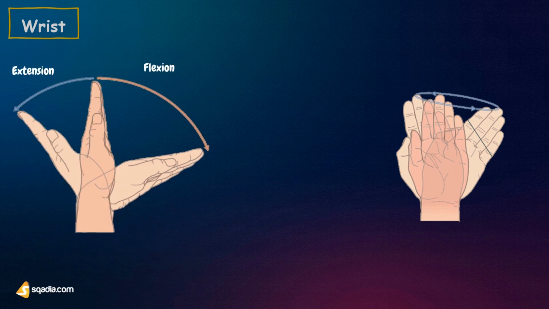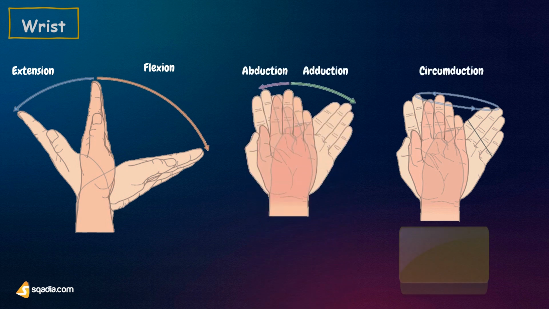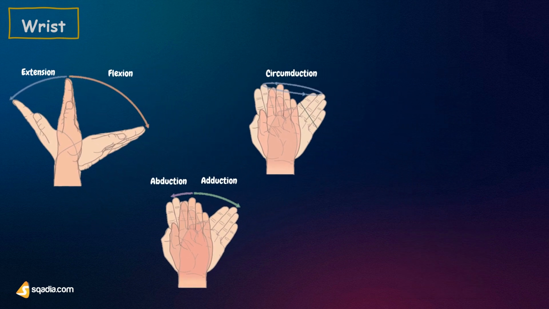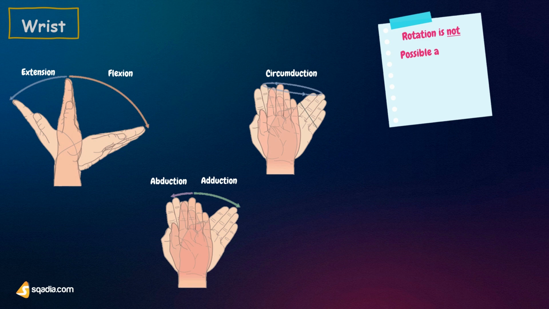The following movements are possible at the wrist: flexion, extension, abduction, adduction, and circumduction. Rotation is not possible because the articular surfaces are ellipsoid-shaped. The movements of pronation and supination of the forearm compensate for the lack of rotation.